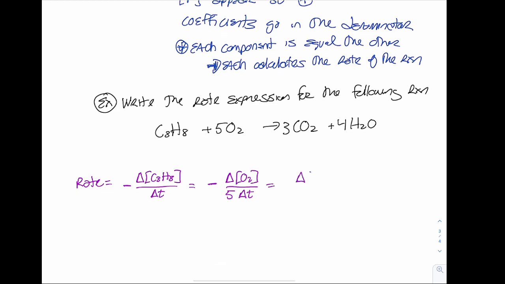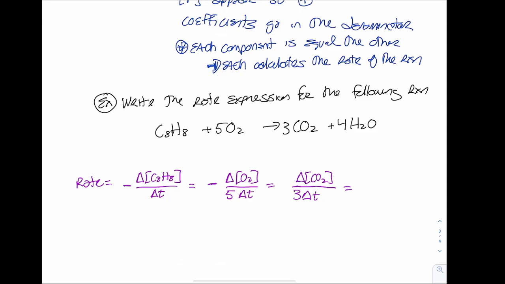Change in concentration of carbon dioxide, that's a 2, over my change in time. It's a product this time, so I don't need to put a negative sign in front of it. If I want to put a positive, that's perfectly fine. I do have a 3 as a coefficient, so that's going to go in the denominator. Let's fix that too. That was pretty ugly.